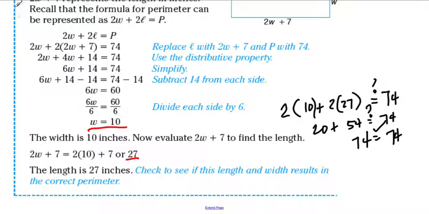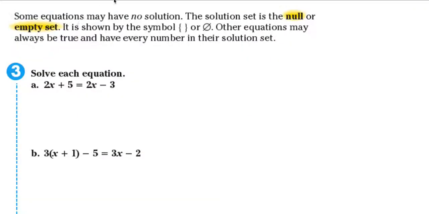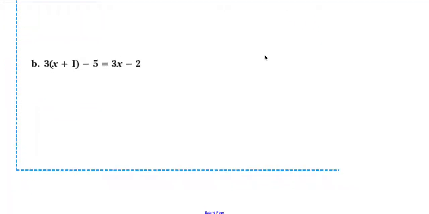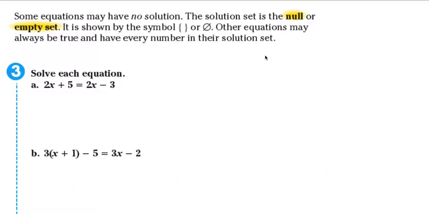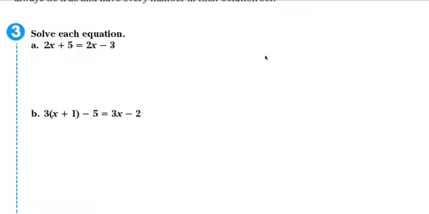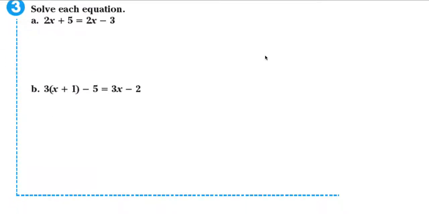Okay, let's take a look at this one. Some equations may have no solution. The solution set is the null or empty set. It is shown by the symbol, 2 brackets, nothing inside, or simply a circle with a line across it. Other equations may always be true and have every number in their solution set. So these are 2 types of equations: one which will give you a no solution, a null set or an empty set, or an equation with infinitely many solutions.